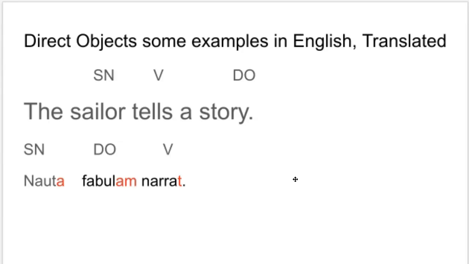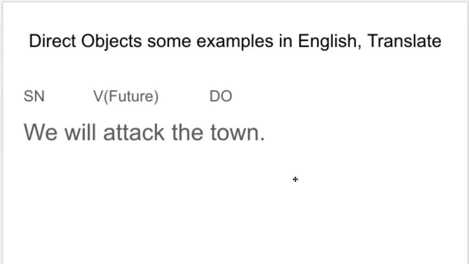Let's look at another one. We will attack the town. Again, we is the subject, attack is the verb, town is the direct object. Traditional Latin word order is subject noun, direct object, verb. Except for my students at this point don't know the separate standalone word for we. So we're not going to have a subject noun in this sentence. It's simply going to be direct object, verb.